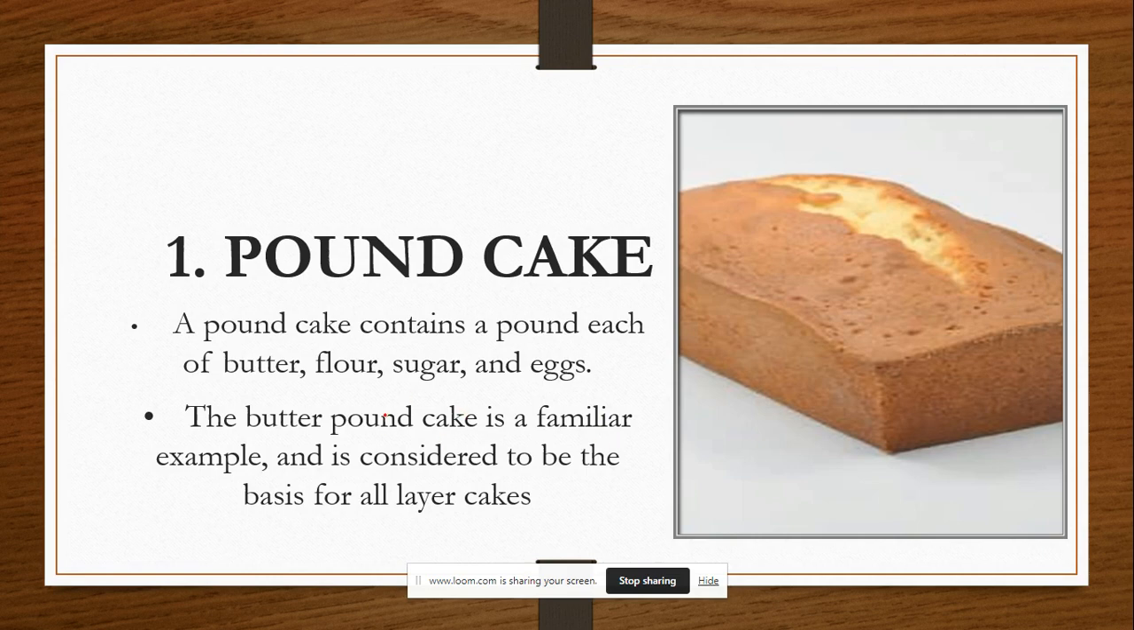Let's say if you use 1 cup of butter, you're going to use 1 cup of flour, 1 cup of sugar, 1 cup of eggs. And normally pound cakes are rich in flavor, and their texture is firm because the ingredients are equally measured. Just as you can see in this picture sample attached here.